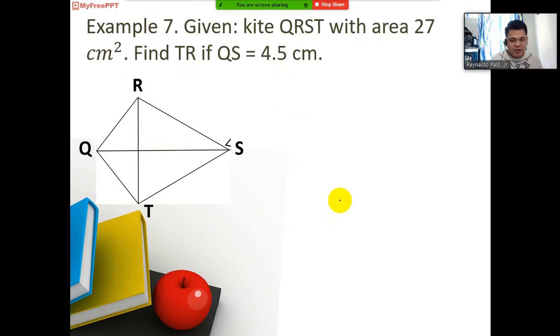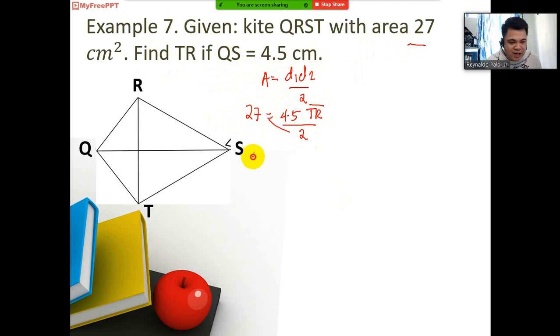Example 7. Given kite QRST with area 27 square centimeters, find TR if QS is 4.5 centimeters. Take note of this, guys. We're not looking for the area because the area is given. We're looking for one of the diagonals, which is segment TR. Write first the formula: A is equal to d sub 1 times d sub 2 all over 2. The area is given as 27 square centimeters. Substitute, wherein d sub 1 is 4.5 times the unknown, segment TR, over 2. Cross multiply. 27 times 2 is 54, equals 4.5 segment TR.